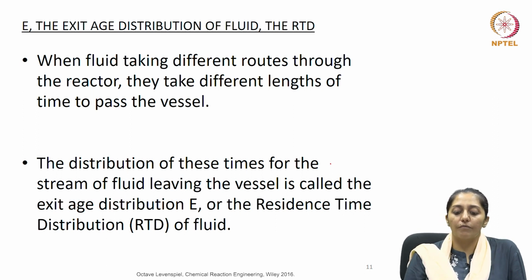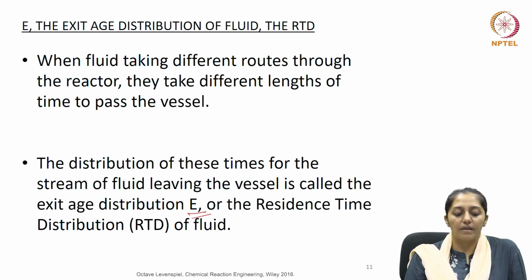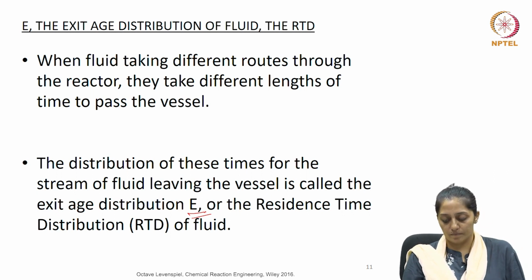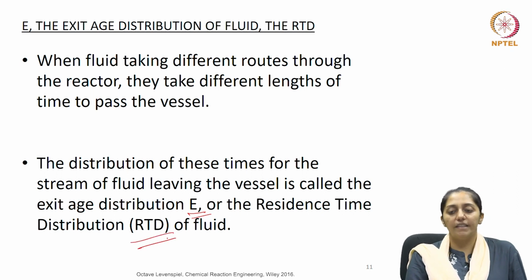This distribution of times for the stream of fluid leaving the vessel is called the exit age distribution, denoted as capital E, or the residence time distribution of the fluid. So, I will repeat, the distribution of these times for the stream of the fluid is called the exit age distribution, denoted as capital E, which is the same as the residence time distribution. We generally call it the RTD of the fluid.